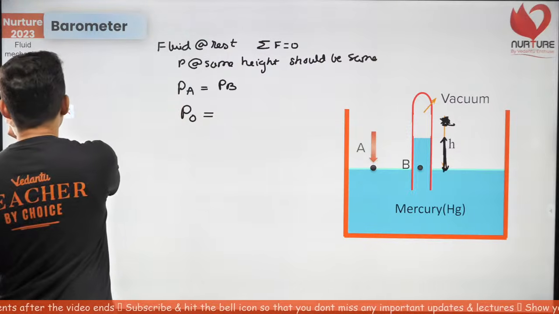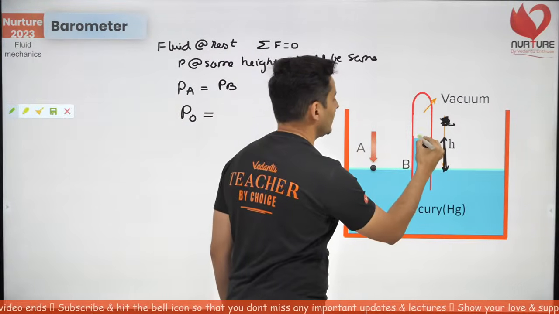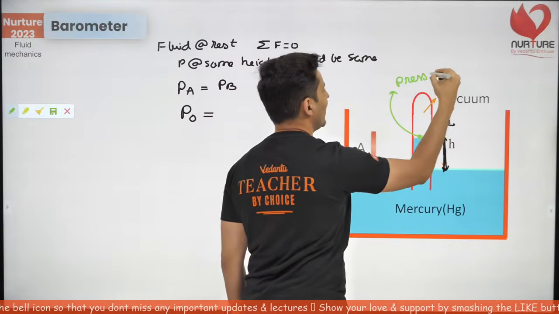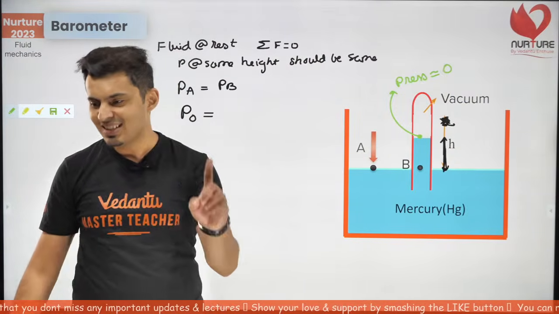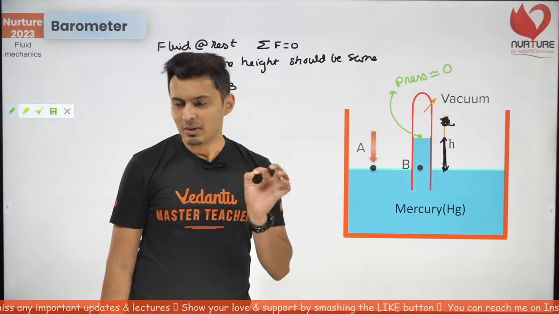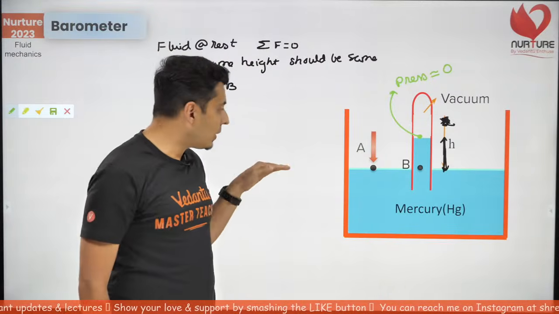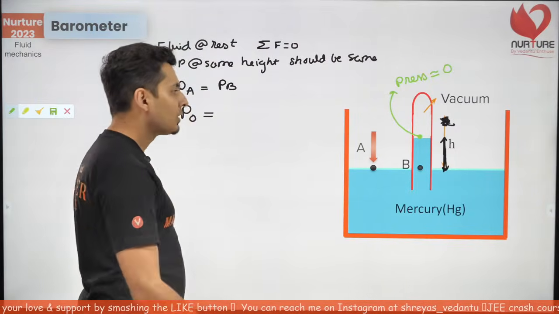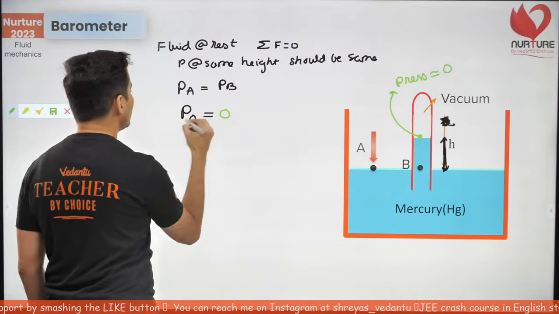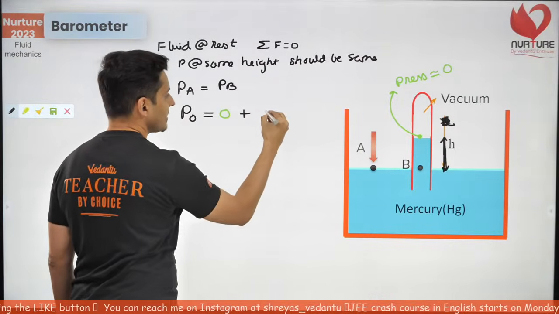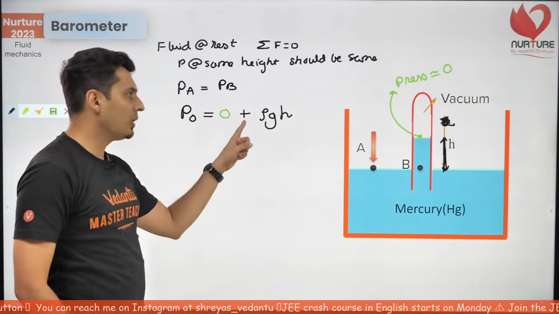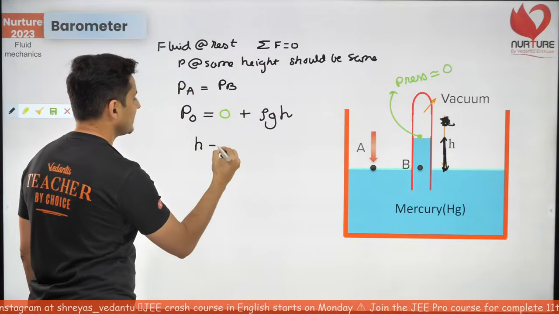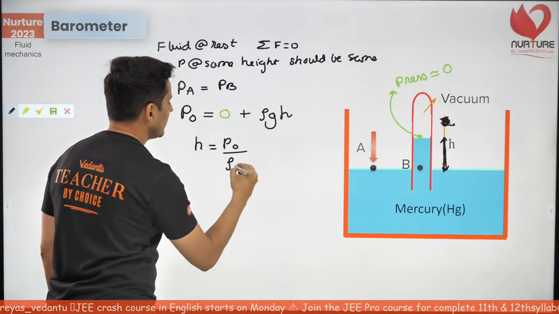Think again. What do you think is the pressure at this point? This is vacuum. There is nothing there. So the pressure over there is 0. Correct? No, it will not be greater than atmosphere. It will be equal to, because you are on the surface of the liquid, not inside. So it will be nothing but 0 plus rho g h. Why is this 0? Because there is vacuum over there. Got it? Now if I rearrange this, I will get h is equal to P naught by rho g.